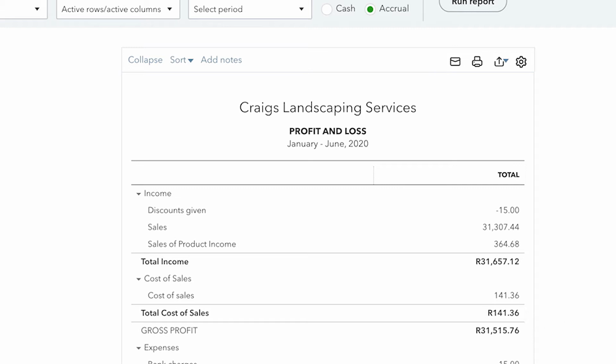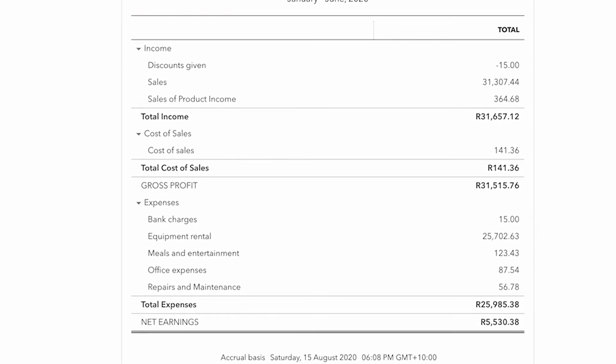And then towards the bottom of the profit and loss report are your expenses. These are expenses for the general maintenance of your business, such as advertising, insurance, rent, and utilities. The profit and loss statement allows you to see your total income minus your cost of goods sold, and then also minus your expenses to display your net income. This figure is your profit or loss over the selected period of time.